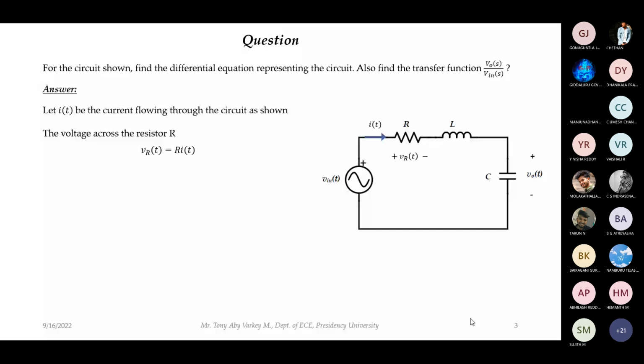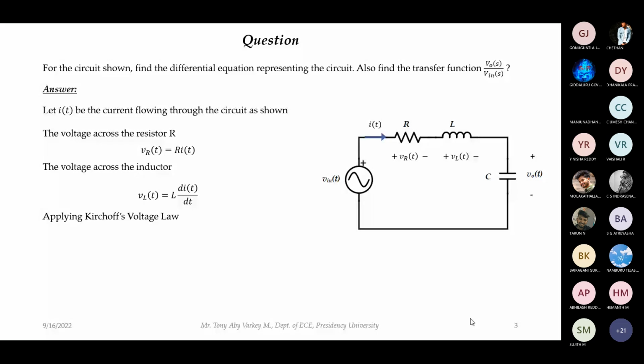Now, similarly, what is the voltage developed across the inductor? What is the formula for voltage developed across an inductor if the current is I? L into di of t by dt. Correct. So VL of t will be equal to L into di of t by dt. Voltage across the capacitor I am not checking because it is already given as the output voltage.